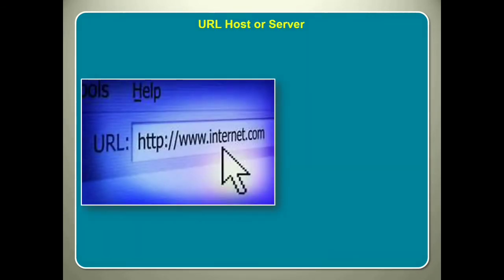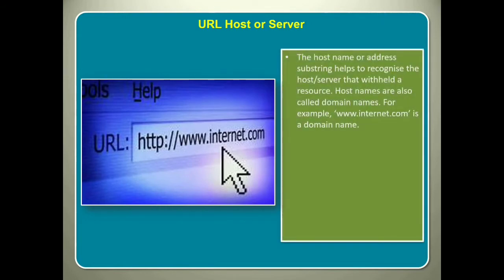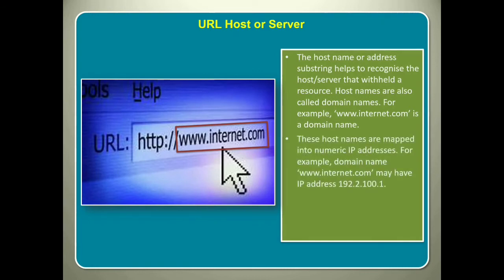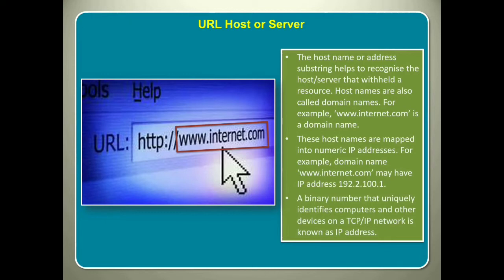Next is the URL host or server. The host name or address substring helps to recognize the host or server that holds a resource. Host names are also called domain names. For example, www.internet.com is a domain name. These host names are mapped into numeric IP addresses. For example, the domain name www.internet.com may have the IP address 192.2.100.1. A binary number that uniquely identifies computers and other devices on a TCP/IP network is known as an IP address.